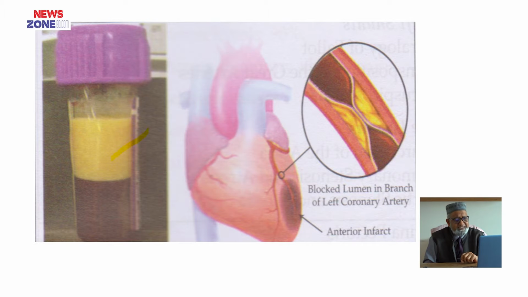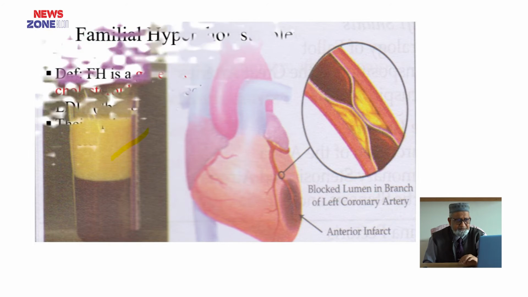You can easily assess this grossly, and you can also see in the pictures a blocked lumen of a branch of the left coronary artery, there is an infarct. How it occurs, you already know what infarction is and how it occurs. In the previous class, it was discussed.